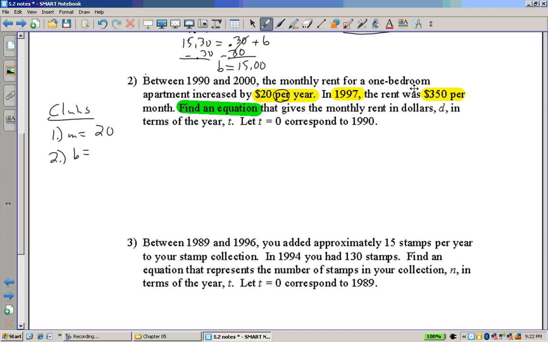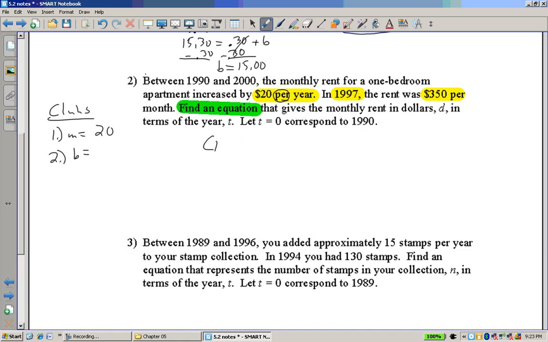In 1997, the rent was $350. Now, see, $350 isn't changing. Now, you could argue it is over the month, but it's stagnant for this year. It's staying the same. In 1997, at that moment in time, it's $350 per month. So really, this isn't a change over time. It's just telling you at a given time what that value was. So this is not the y-intercept. It's not a slope. This is a data point.